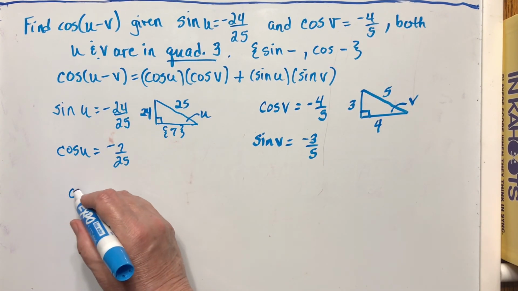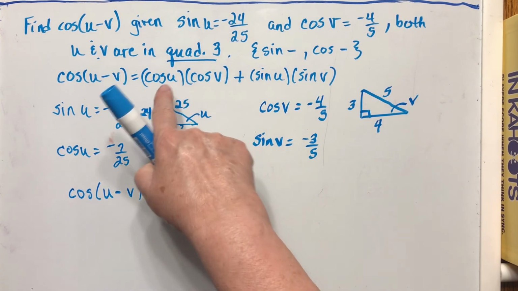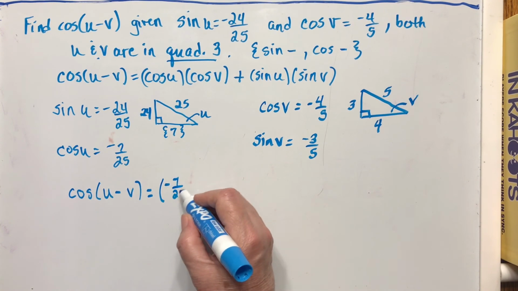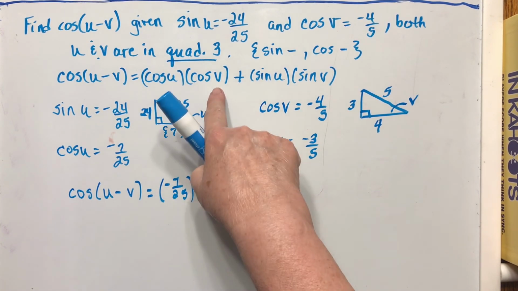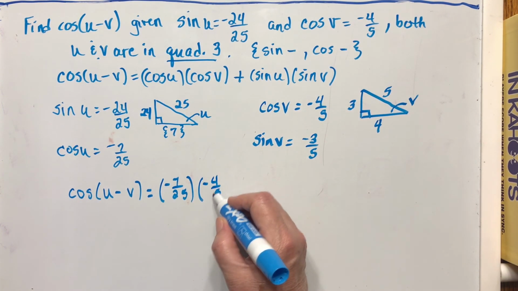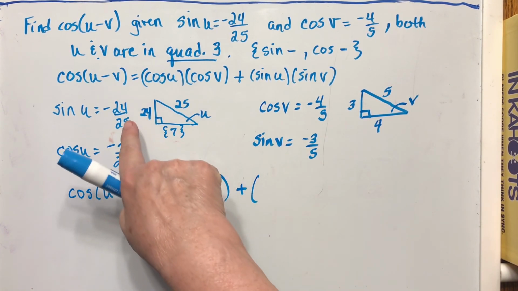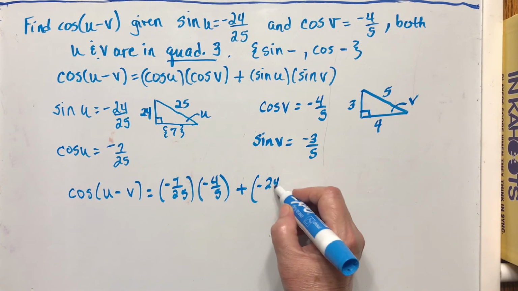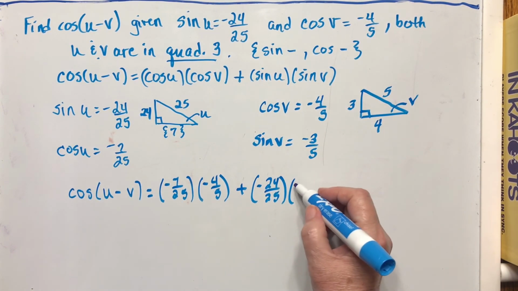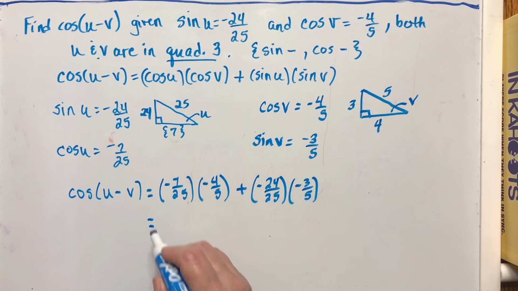So now we're going to say that the cosine of u minus v equals cosine u, negative 7 over 25, times cosine v, negative 4/5. That was our given information. Plus, and then we need the sine of u, negative 24 over 25, times the sine of v, which was negative 3/5. So now just use math to multiply these fractions.